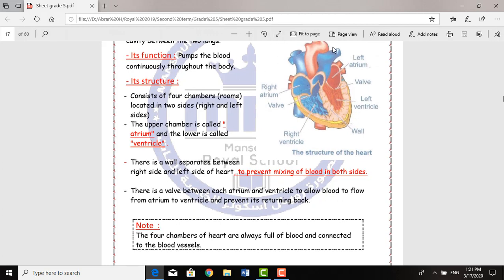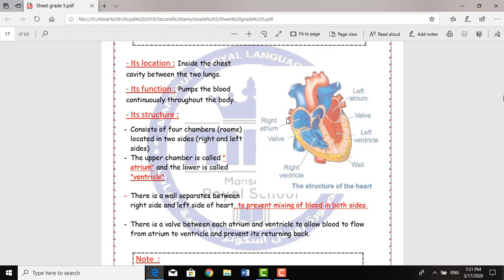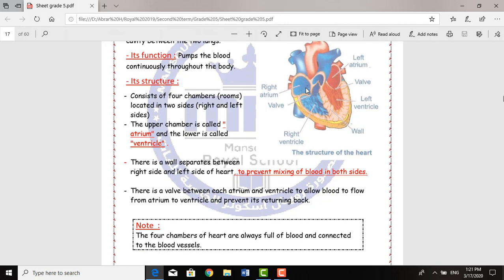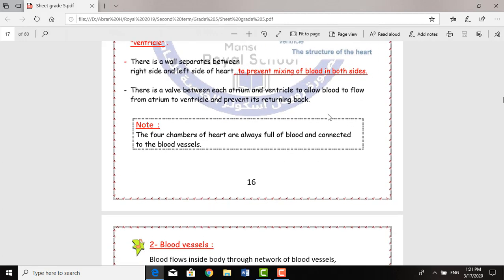For note, and it's a very important note, the four chambers of the heart are always full of blood. And the heart is connected to the blood vessels. So the heart is always filled with blood and connected to blood vessels.